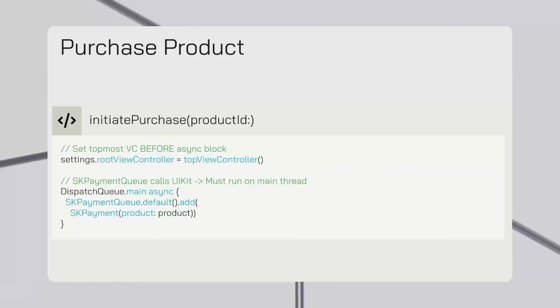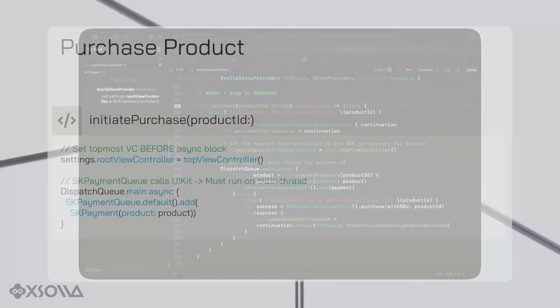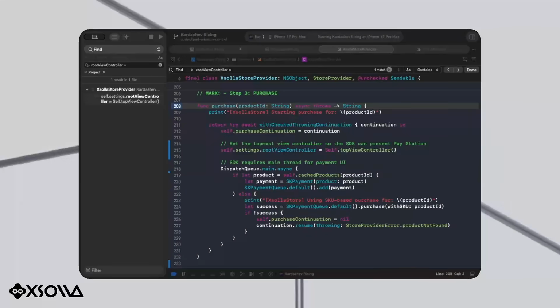Before dispatching, set your root view controller to your top view controller, then dispatch to main. Here's my full purchase function inside of Kardashev. We do some logging, and once again have a try block for safety and continuation, but then I set the root view controller, handle the dispatch queue, grab the payment, and pass it into the payment queue.